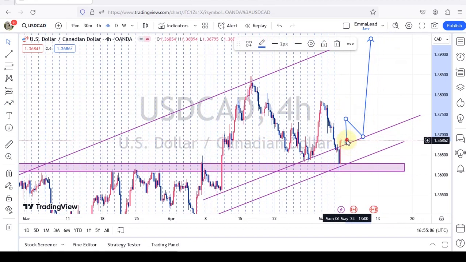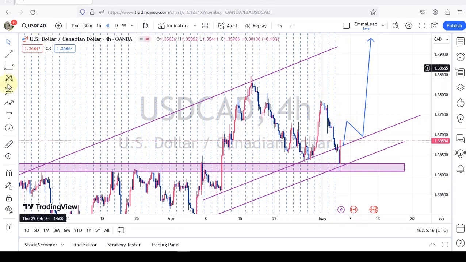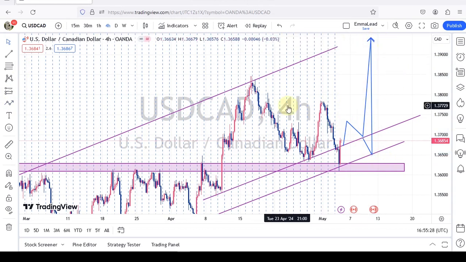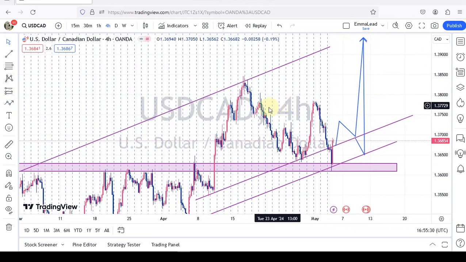So guys, what's your take on this? Feel free to let me know. For me, this is what I'm seeing. But there is also every tendency that the market may still break below to work this low again before it finally takes off. This is what I personally am seeing on the USDCAD.